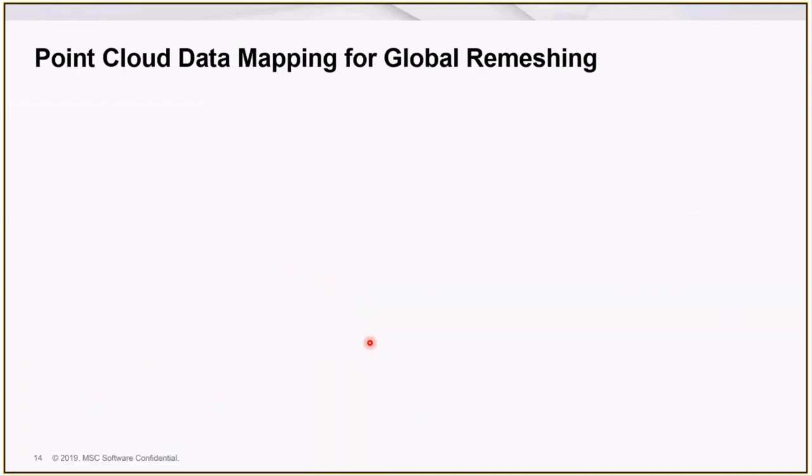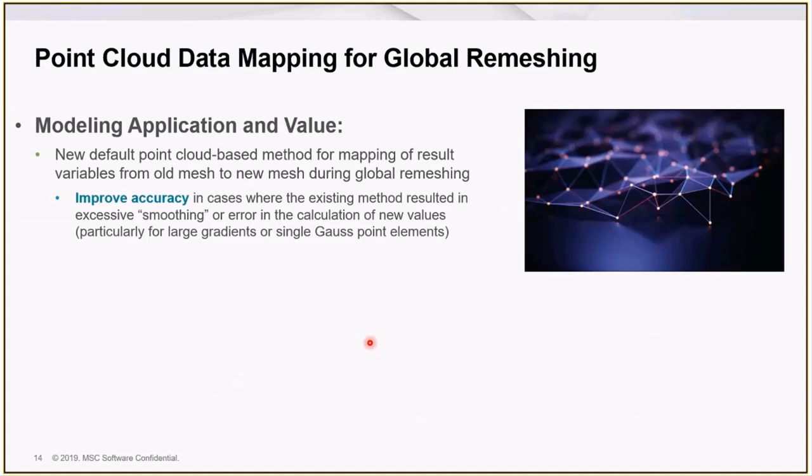And the fourth and final improvement in the smarter solve is the point cloud data mapping for the global remeshing. So this is one of the enhancements. If you're doing global remeshing, we'll make sure we're reaching out on this with any local presentation. You might have this from your AE as well, because it is the new default method.